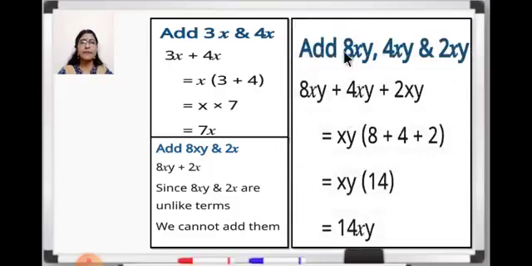Now one more example. Add 8xy, 4xy and 2xy. So here again you can see they are like terms, so we can add them. You will take the variable which is common to all the three outside the bracket.